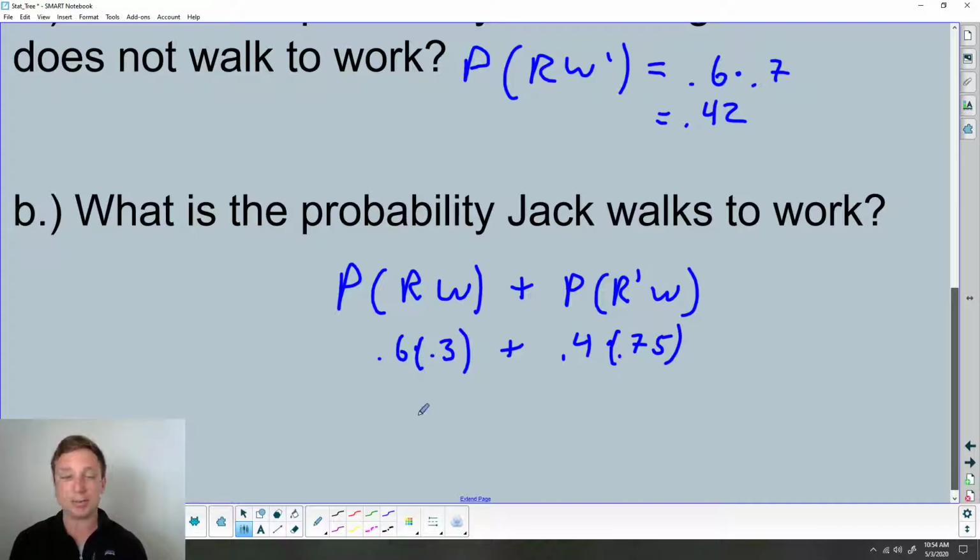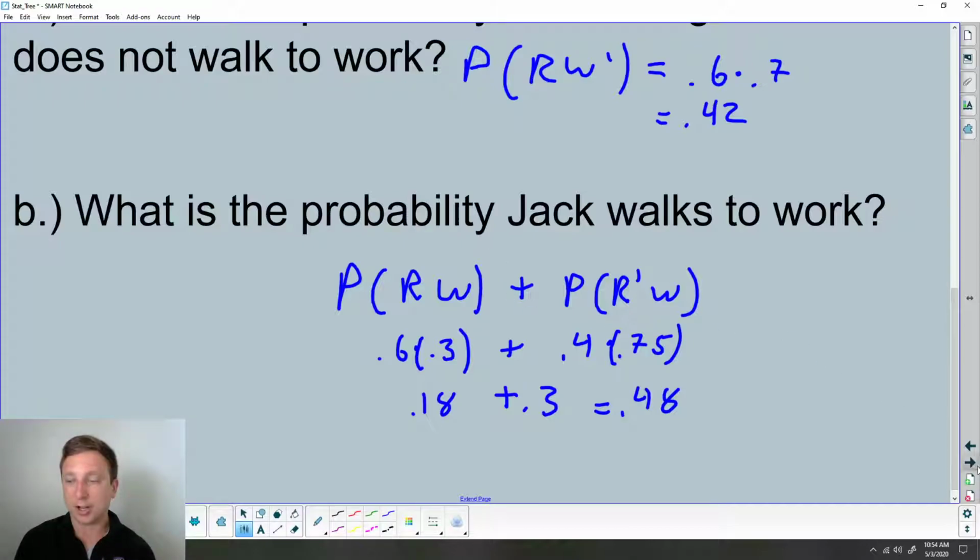So 0.6 times 0.3 is 0.18. That's the probability that it's raining and he walks to work. 0.4 times 0.75 is 0.3. So we add 0.3 to this and we get 0.48 for that probability. So this is one way we can work with tree diagrams. And these are based on two events that are independent. They don't really tie into each other that much.